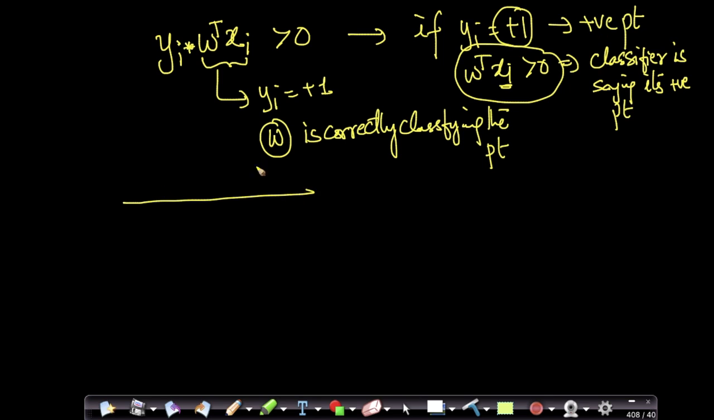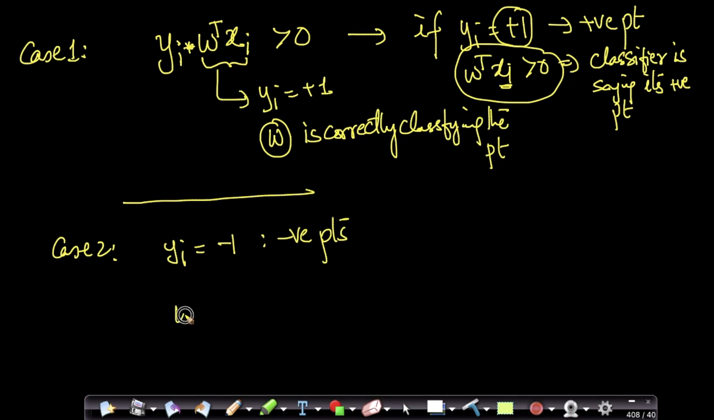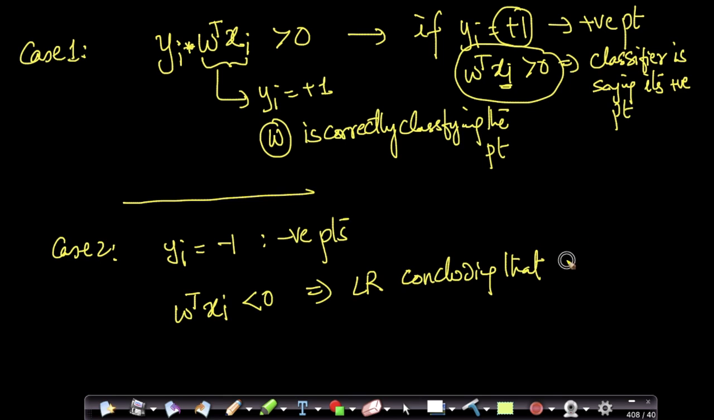This is case 1. Let's look at case 2. Case 2 is, let's assume Yi equals minus 1, which means it's a negative point, and let's assume W transpose Xi is less than 0. When W transpose Xi becomes less than 0, then your logistic regression is concluding that your Xi is a negative point. Now what happens to it? If I take Yi times W transpose Xi, since this is negative and this is also negative, multiplying two negative numbers will become greater than 0.